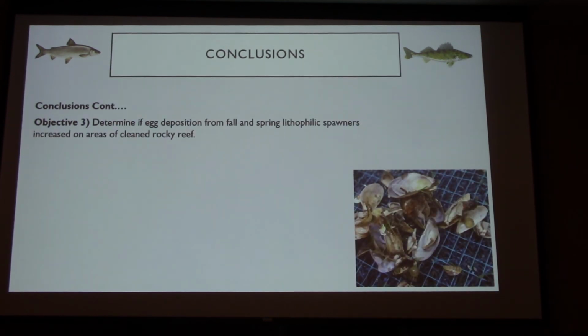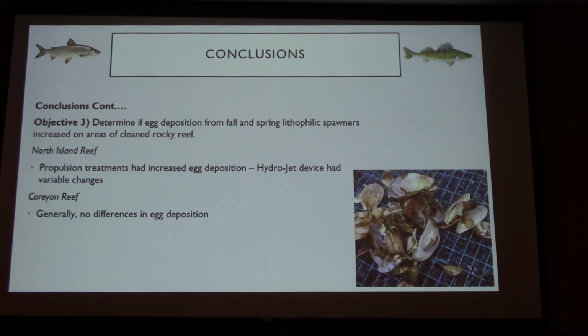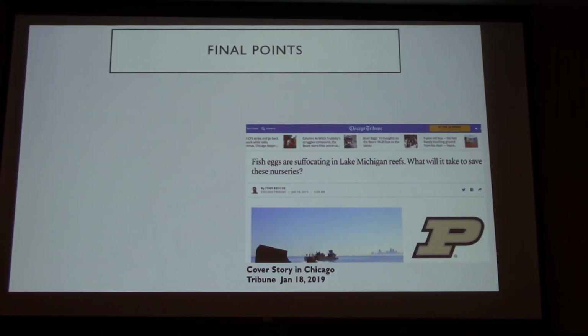And then our third objective, again, was to see if there are any differences in egg deposition. On North Island, it exactly matched increases in relative hardness when we compare those plots. But the hydrojet, again, was variable, so it just could be that that's not working as well. And then on Corian, generally, except for that one outlier, there were no differences in egg deposition among those sampling sites.